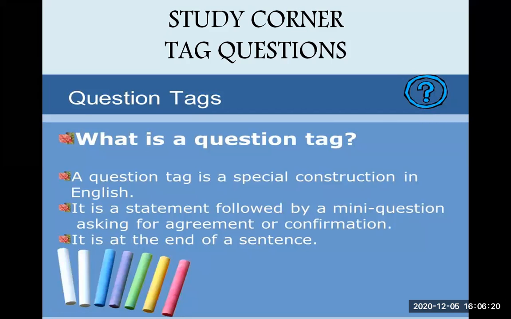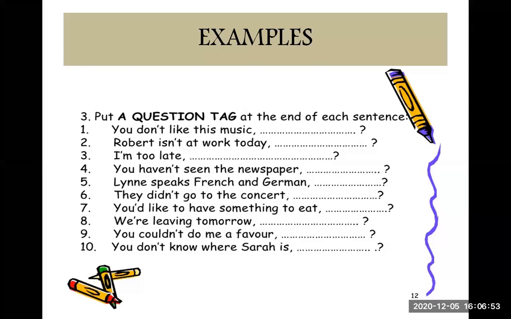We were talking about question tags and now we are going to read what a question tag is. A question tag is a special construction in English. It is a statement followed by a mini question asking for agreement or confirmation. It is at the end of a sentence. Let's look at the examples. Here we have a few examples and you will solve these blanks on your own.